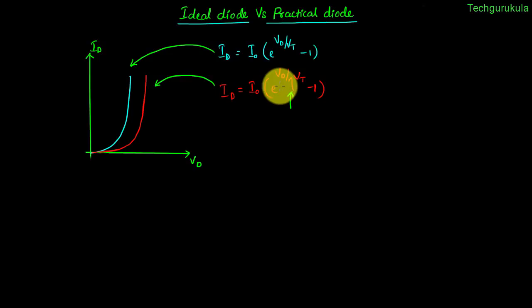As the applied voltage doesn't directly get applied across the depletion region, and because of other assumptions not getting satisfied, we can simply represent a parameter called eta, where Vd over eta would be less than the voltage that you actually apply across the diode, which means Vd over eta would be less than Vd. So which means that eta should be greater than 1. For an ideal diode, eta would be equal to 1.